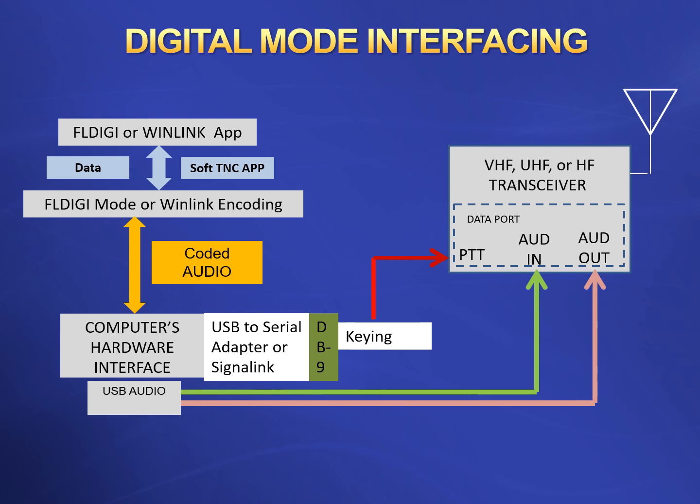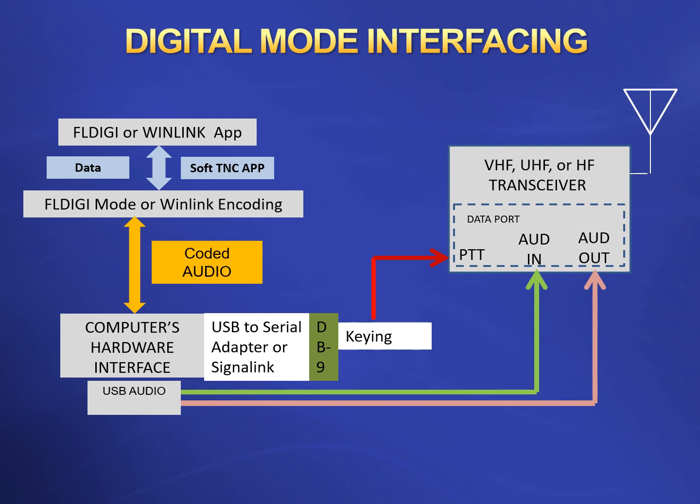I've used this chart very often, and it kind of explains the way things are set up. FL Digi and WinLink have an application, and they create data into a format that can be recognized by your computer hardware level, but they need a software TNC application to do that. FL Digi mode or WinLink encoding is a result of that application. It sends that coded audio to your computer's hardware interface, and that's generally a USB audio or standard audio coming out of the headphone and microphone jacks on your computer.